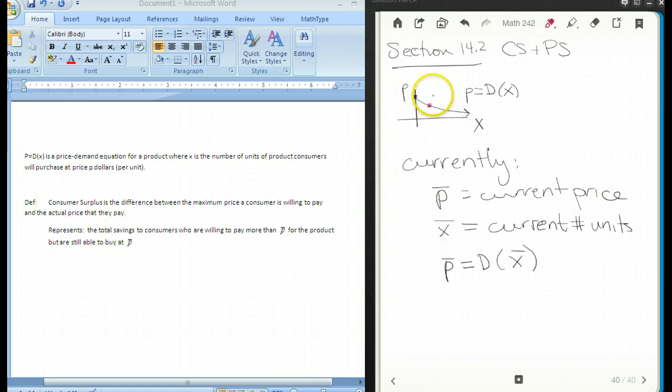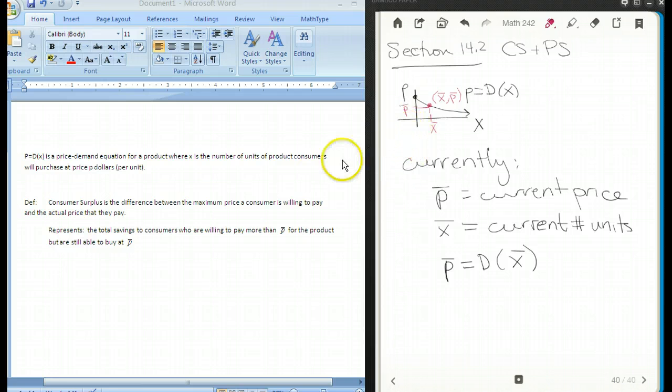If I label that dot as X bar, P bar, then what that means is that I have this scenario here where this is my current demand level, and this is my current price right here.